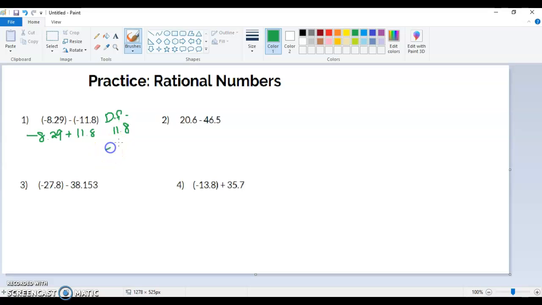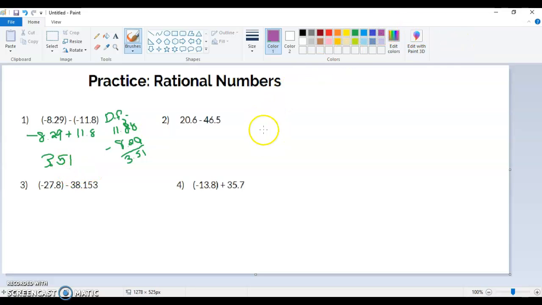Okay, 11.8 minus 8.29. Gotta add in a 0 here so it all lines up. Gonna borrow. And my decimal is gonna come straight down. So I have 3.51. Because in my addition problem, the 11 is farther from 0, it's going to stay positive.